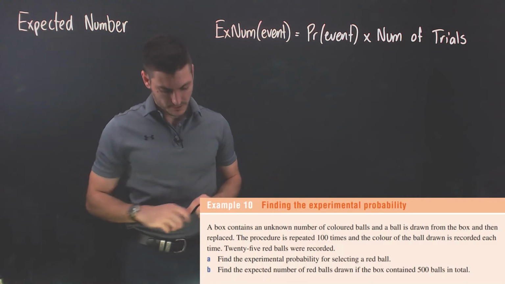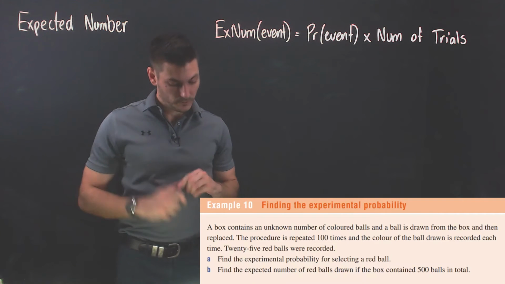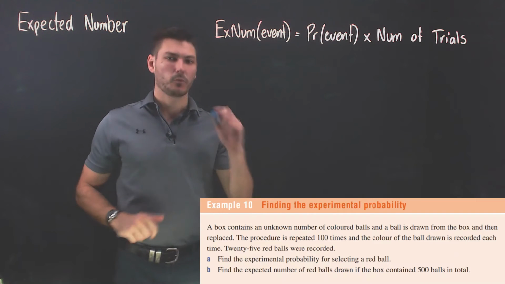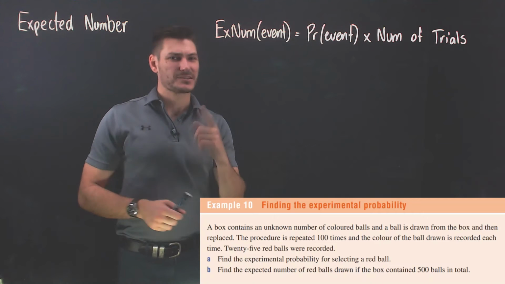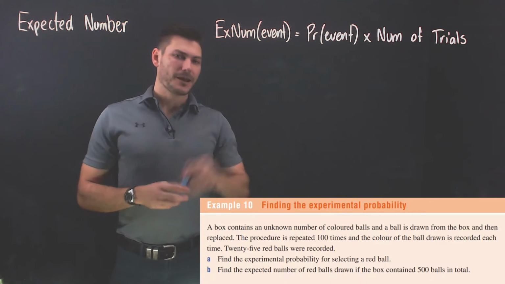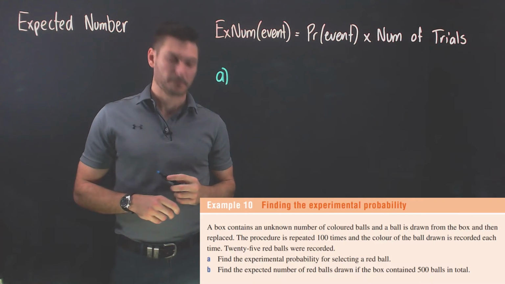Alrighty, now let's do an actual question. So in the question below it says a box contains an unknown number of coloured balls and a ball is drawn from the box and then replaced. The procedure is repeated 100 times and every single time the colour of the ball is noted, and 25 red balls were drawn out during the process. Part A says calculate the experimental probability of this happening.